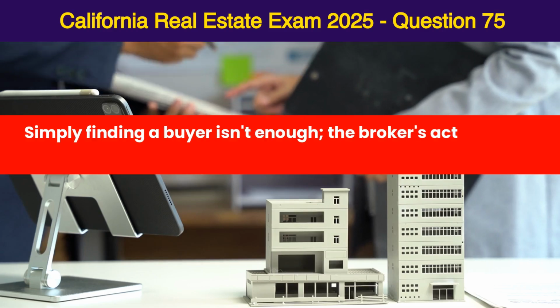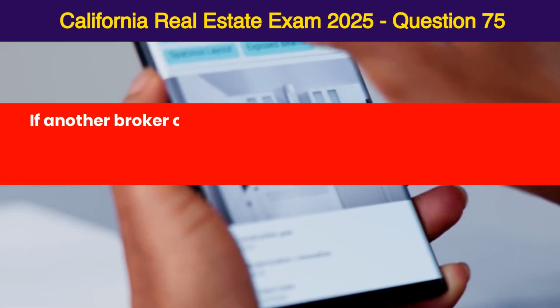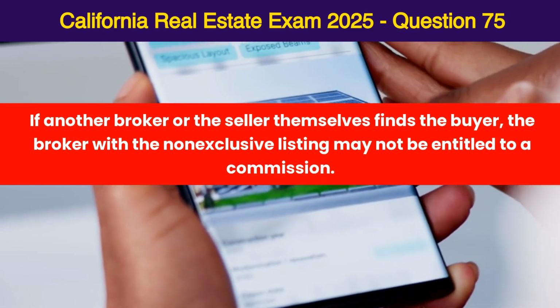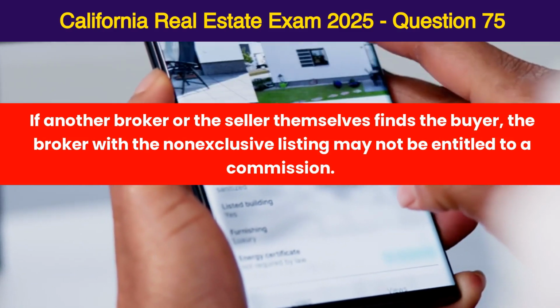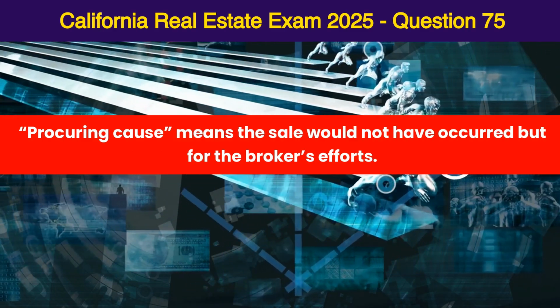Simply finding a buyer isn't enough. The broker's actions must have led to the sale. If another broker or the seller themselves finds the buyer, the broker with the non-exclusive listing may not be entitled to a commission. Procuring cause means the sale would not have occurred but for the broker's efforts.